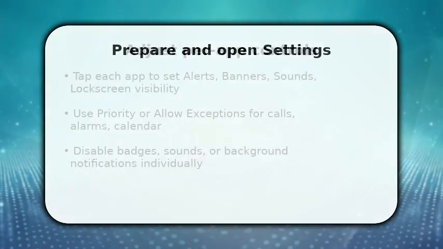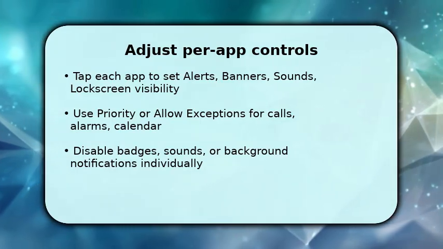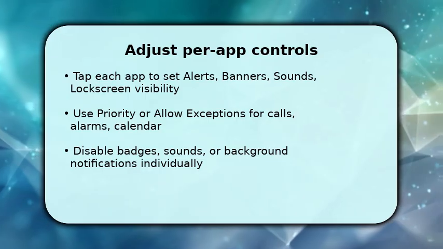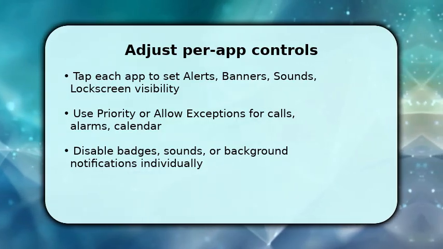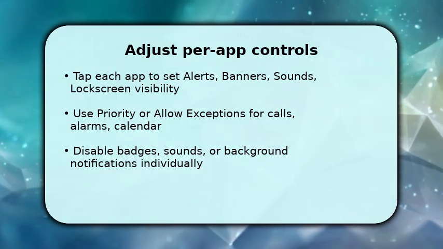Now you refine control by going into each app listed under Notifications. Tap an app and turn off banners, sounds, badges, or lock screen visibility to remove specific alert types. This prevents a blanket mute while keeping essential alerts.